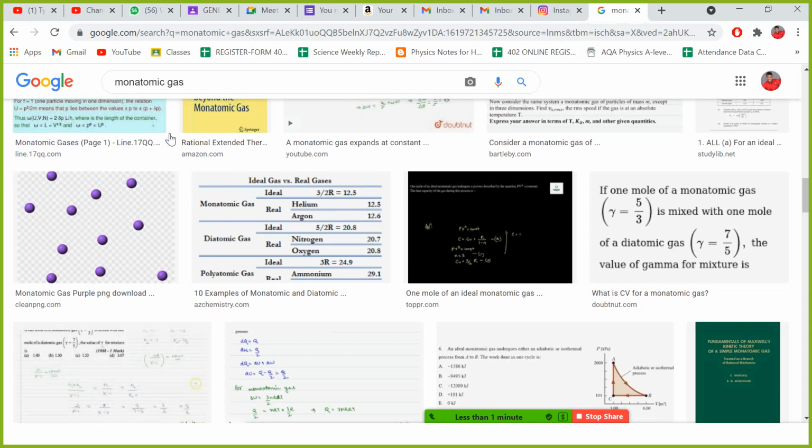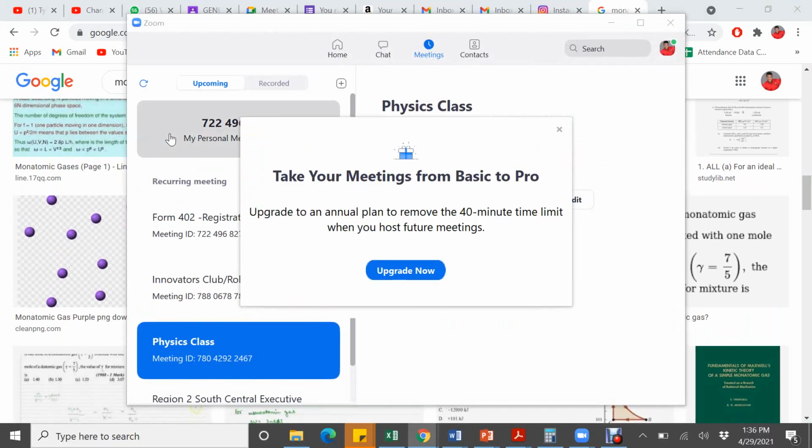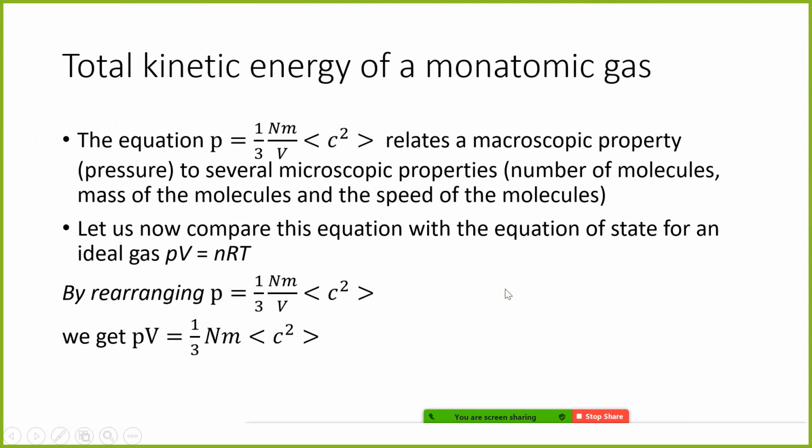Let me check something here. Let's just look at it again. So we want to derive that equation, right? Of the average kinetic energy of a monoatomic gas. So for us to do this, we have to consider the equation that we just derived a while ago for the pressure, right? So let's look at it here.